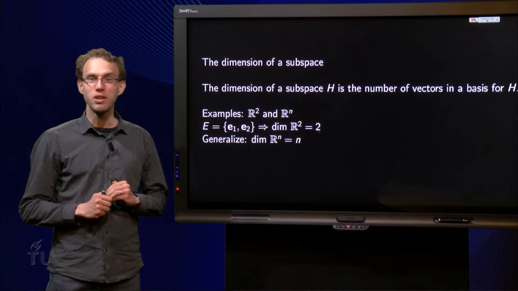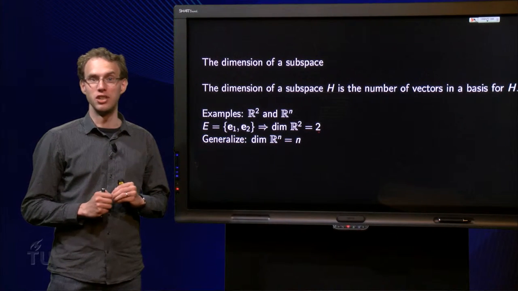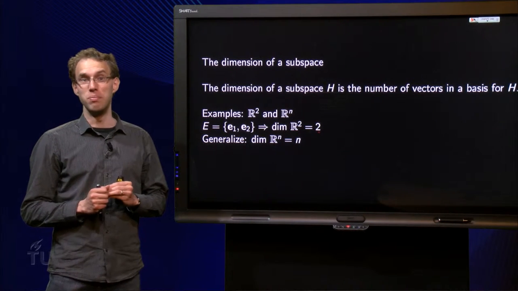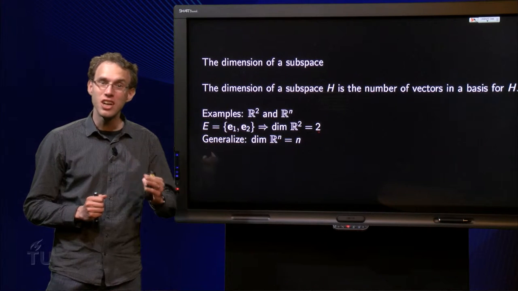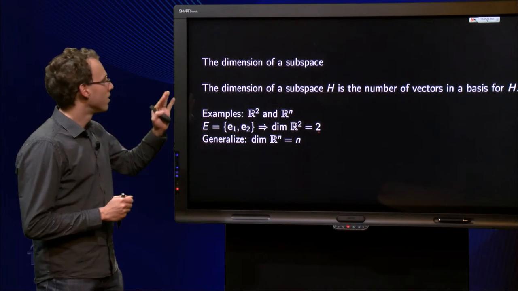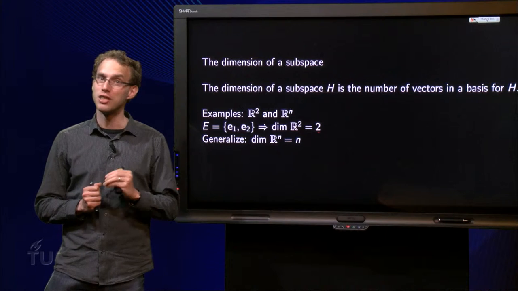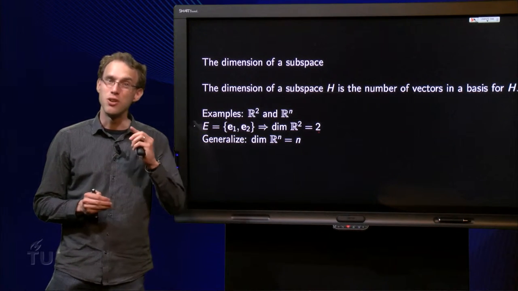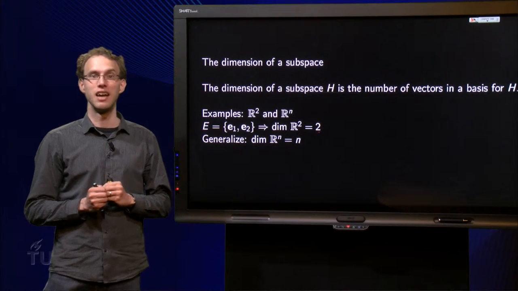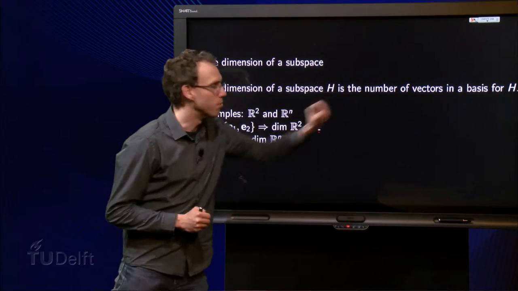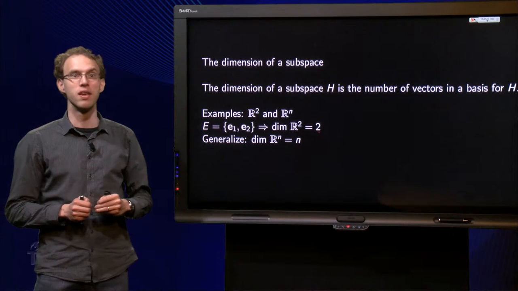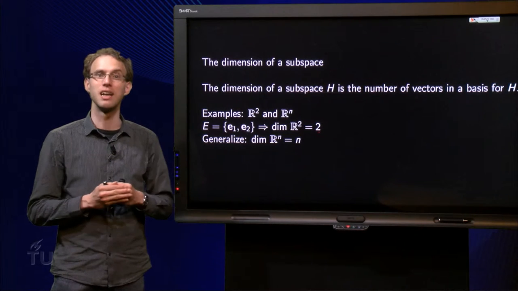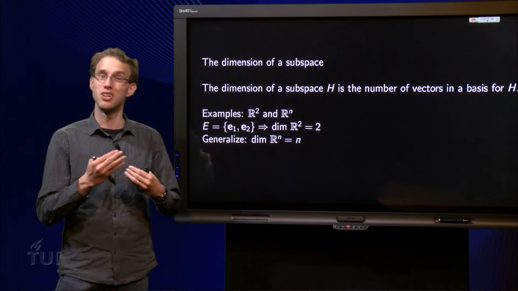An important example of this is the word dimension. You know the word, you have some idea what it means, but what does it precisely mean? The dimension of a subspace. Let's see what it means precisely. Well, the dimension of a subspace is the number of vectors in a basis. This number over here is important. So a number of vectors, so that means 1, 2, 3, 4, 5, 6, 7, something like that. So the dimension of a subspace is a number.